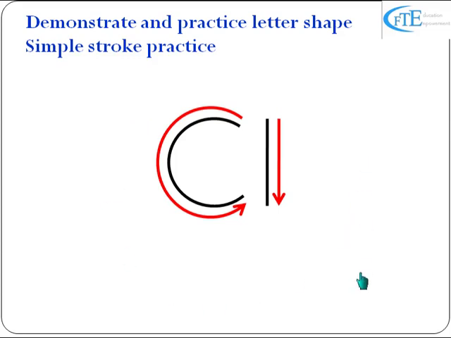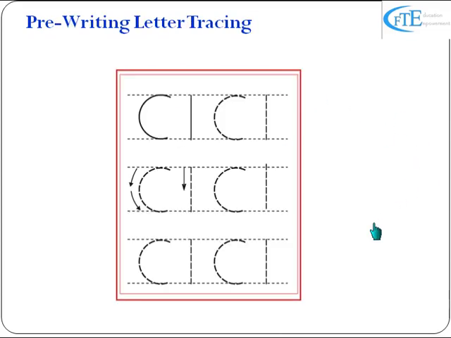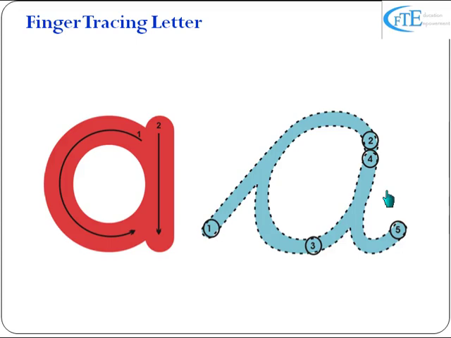Demonstrate the shape of the letter. So, when you introduce the letter and practice saying the sound, simultaneously practice the shape of the letter. Get the child to write the strokes that make up that letter. And here it is anti-clockwise semicircle and a short vertical line. Again, get the child to finger trace the letter.